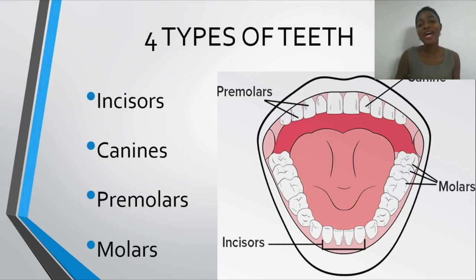So typically we have 4 types of teeth found in the dentition of a mammal. When you smile, you realize you have 4 different types of teeth occupying your buccal cavity. These 4 types of teeth are what we are going to look at today and relate them to their function as a result of the structure that they possess. So we have the incisors, the canines, the premolars, and the molars.